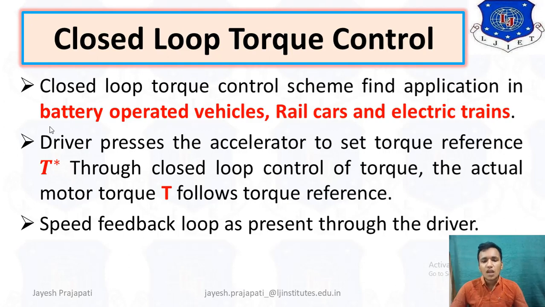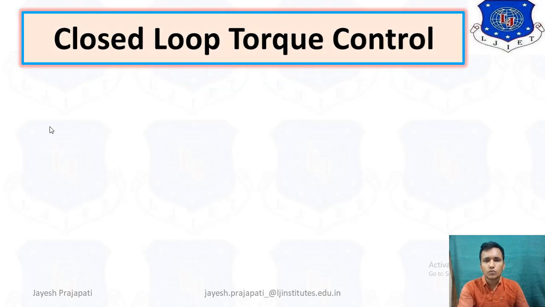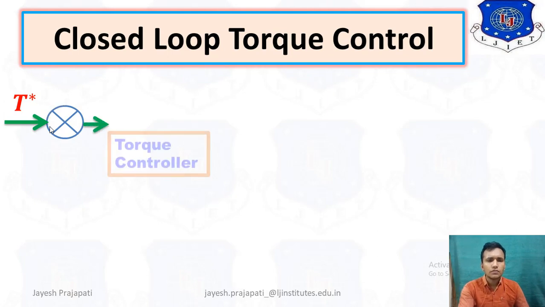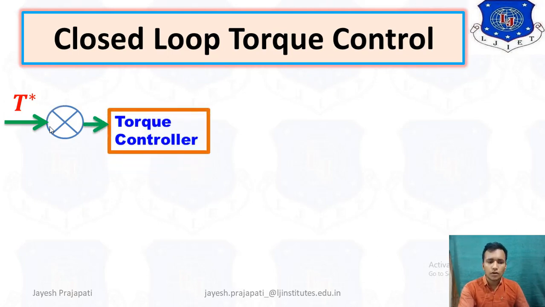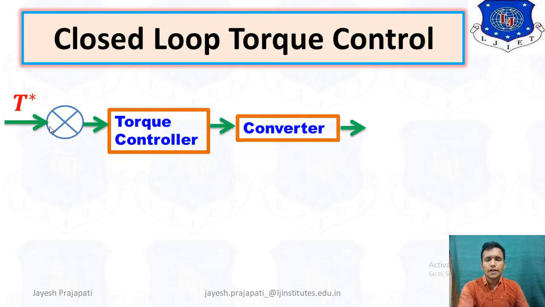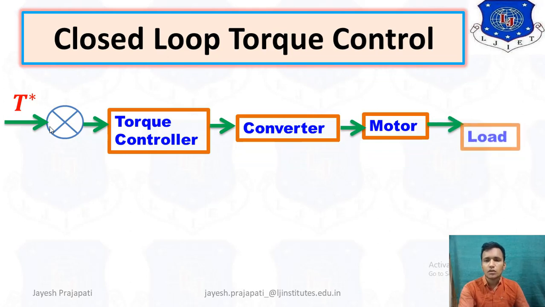Okay, now we have to see the block diagram for the closed loop control system. You can see first the input T star. We have to take T star, that is the main reference value. Then it is given to the summing point, then the torque controller. Then it is given to the converter, then to the motor, and from the motor shaft we can connect any kind of load.